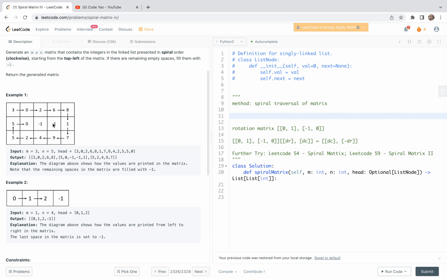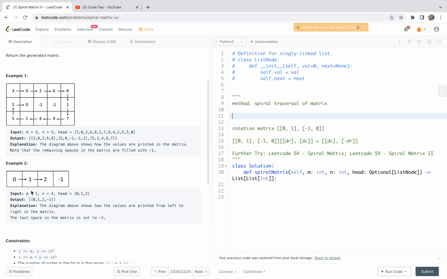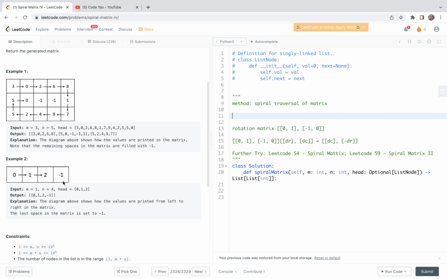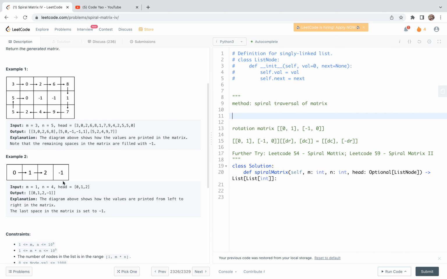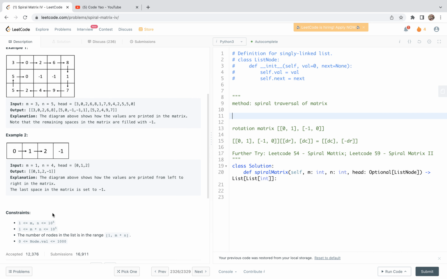This is example 1. In example 2, we have only one row, and we have 3 elements in the linked list. We traverse horizontally, get 0, 1, 2 set, and then remain -1 in the fourth position. So that's about the examples in the problem statement.